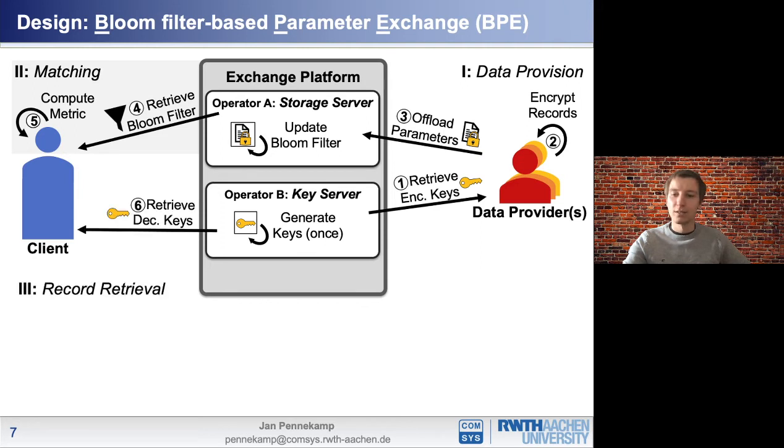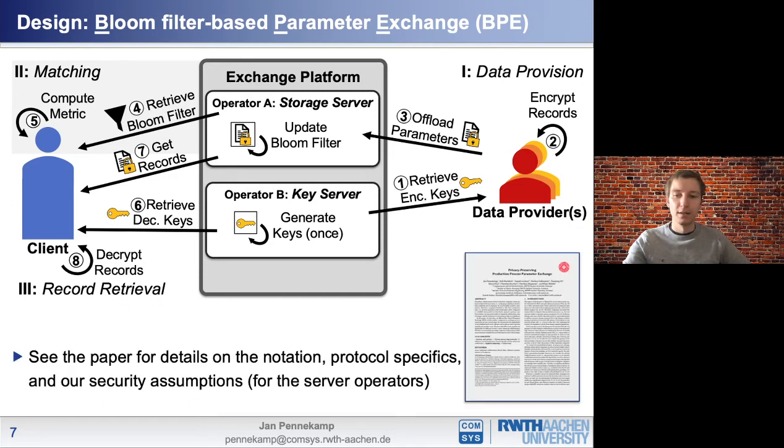Then, during the record retrieval, the client first requests decryption keys for those records that matched, and then requests those records from the storage server. Using the records and the decryption keys, he can eventually decrypt the records and get access to the parameters that he is interested in. For all the details on the notation, protocol specifics, and our security assumption, I would like to refer you to the paper, mainly due to time constraints in this presentation.